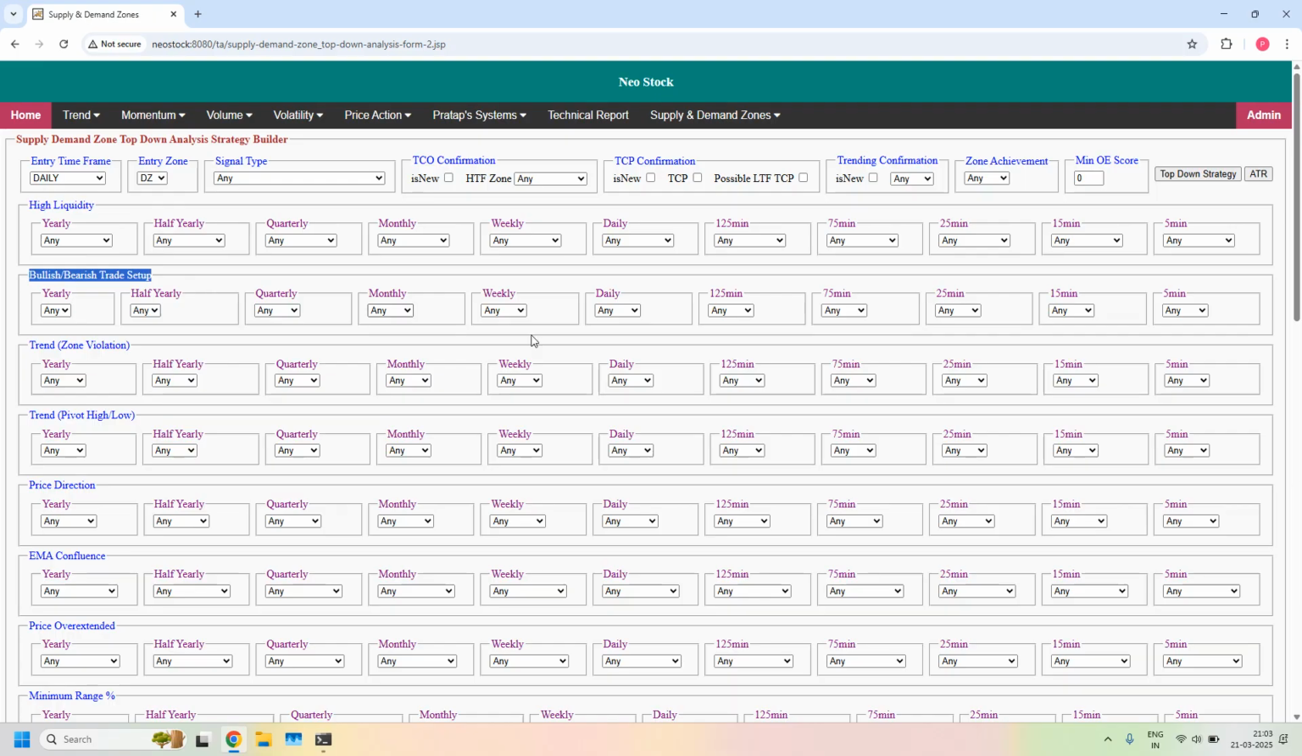In bullish or bearish trade setup at daily time frame, I am selecting bullish. And the zone achievement should be violated opposing zone and a minimum odd enhancer score should be 12. With these filters, all filters are applied to daily demand zone.